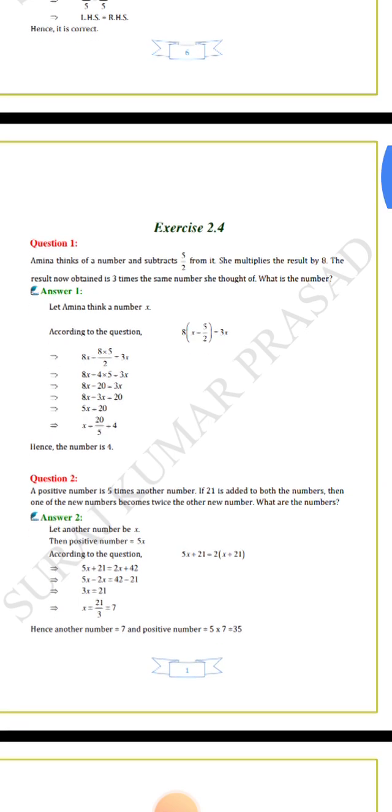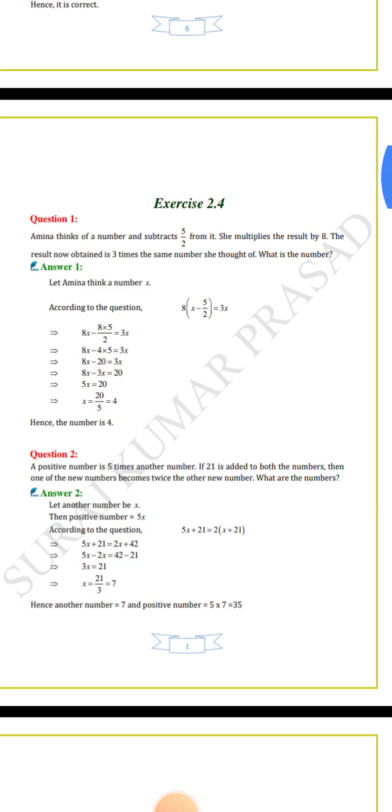I hope that you have understood the question. So let's solve this first question. Let Amina think a number x. According to the question, 8 of x minus 5 by 2 equals 3x. So 8x minus 8 into 5 by 2 is equal to 3x.